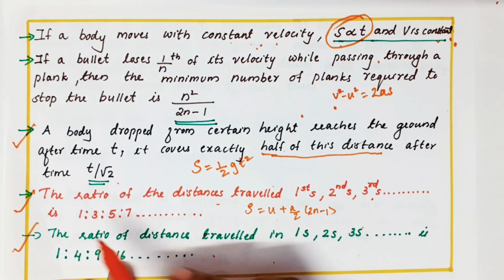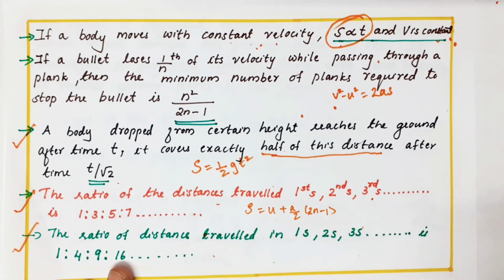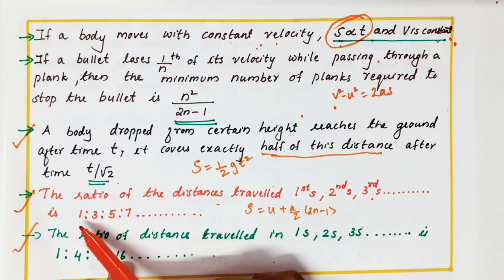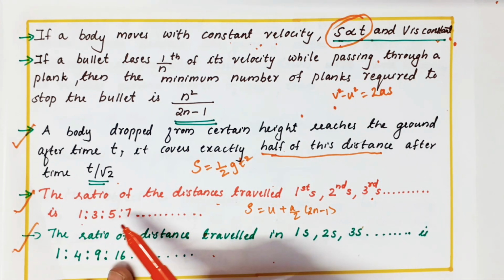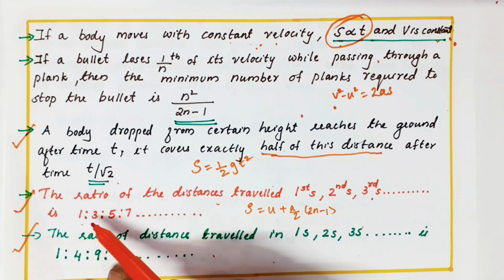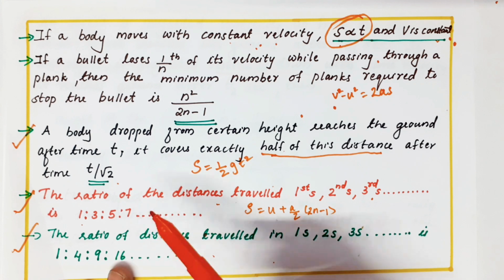1:3:5:7. Why are we getting odd numbers? Because that is 2n minus 1. So we will get 1:3:5:7. It means first second 1, second second 3, third second 5, fourth second 7, like that.